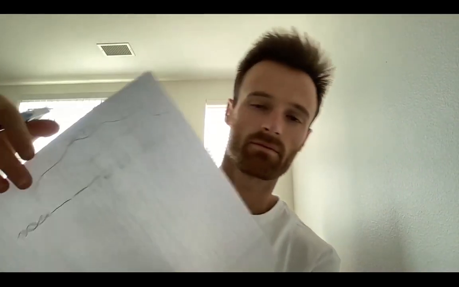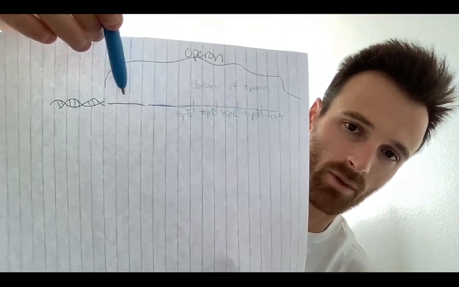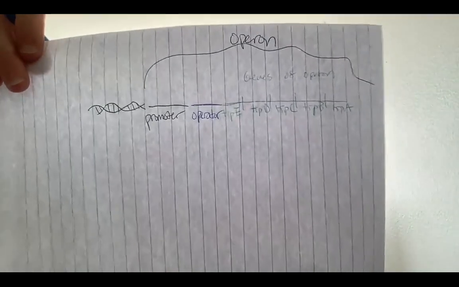The entire thing constitutes the operon. So this is our operon. I'll go back and label these as well. Promoter, and then in blue would be the operator sequence of DNA, so it looks like that.